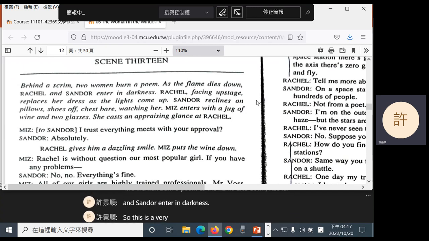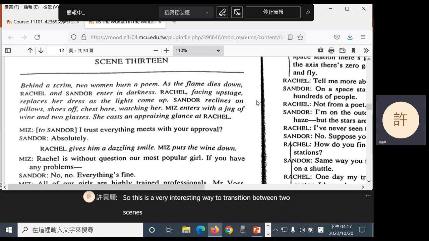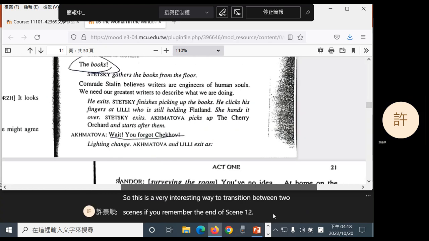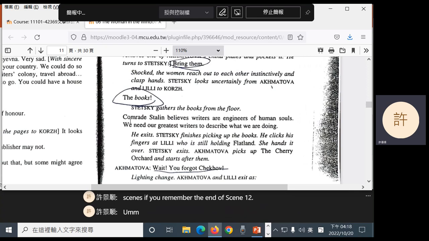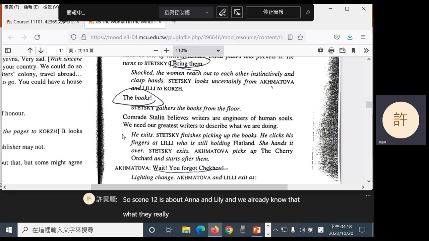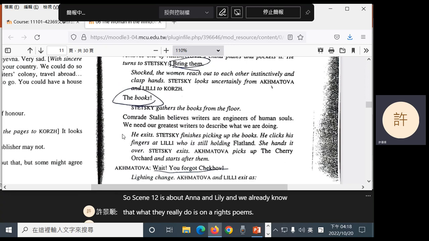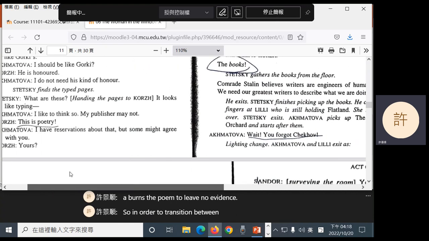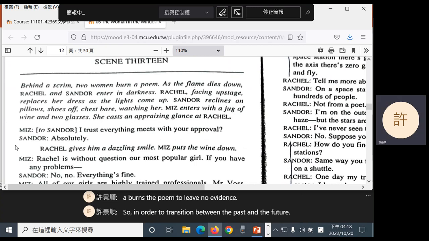So this is a very interesting way to transition between two scenes. If you remember, at the end of scene 12, Stetsky and Kors come in and they take most of Akhmatova's important books. They terrorize her. So scene 12 is about Anna and Lily. And we already know that what they really do is Anna writes poems, hands them to Lily. Lily memorizes those poems, and then Anna burns the poem to leave no evidence. So in order to transition between the past and the future, the play has Anna and Lily burning a poem to provide light as a kind of transition.